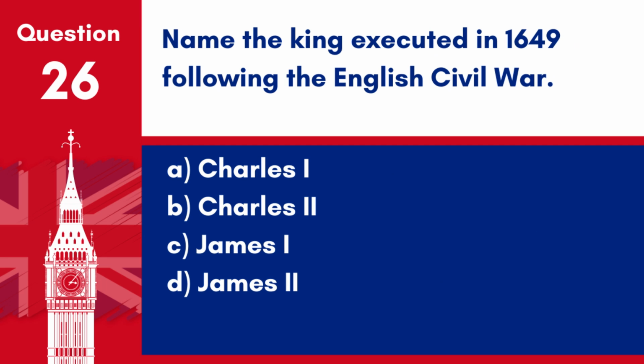Question 26. Name the king executed in 1649 following the English Civil War. A. Charles I. B. Charles II. C. James I. D. James II. Answer A. Charles I. King Charles I was executed in 1649, marking a pivotal moment in British history and leading to the establishment of the Commonwealth.